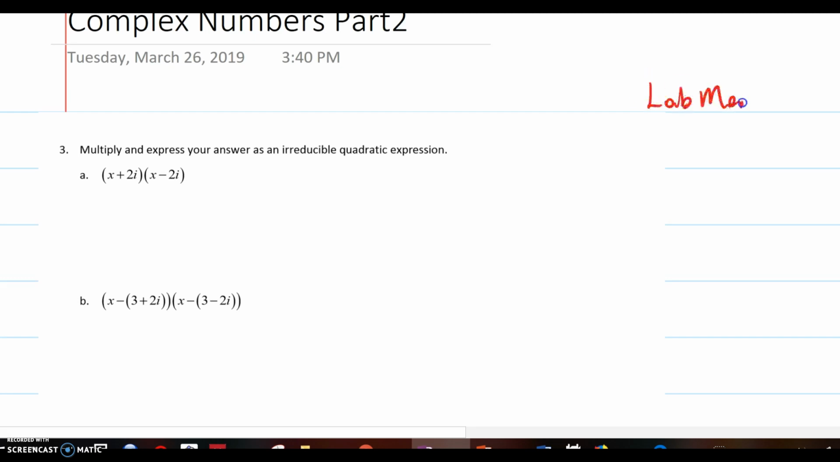So, lab manual, page 105. This time is question 3.